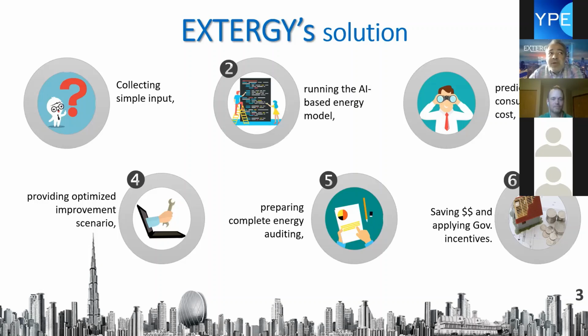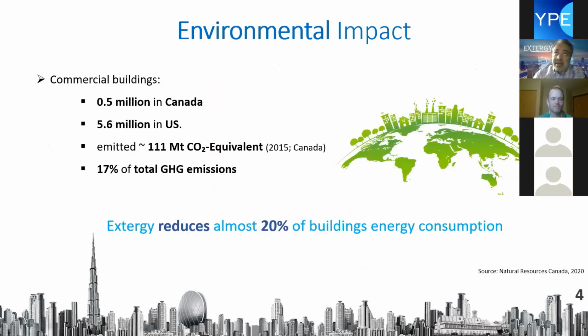And then, with another neural network algorithm, we provide the optimized improvement scenario, how to reduce the energy bills in the future. Then we provide the energy auditing for the building based on the client's needs, if they want to apply for green building certificates like LEED or anything else. And then we apply the governmental incentives because of the databases we have. So we tell the client which program he can use.